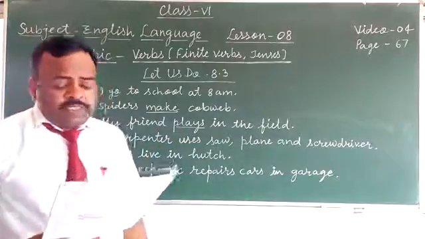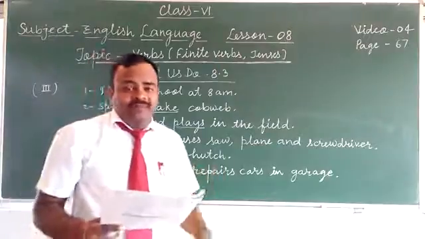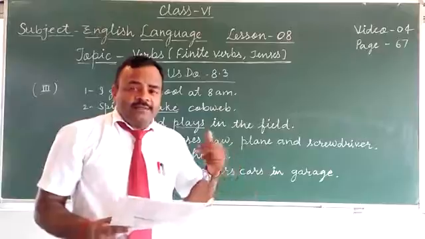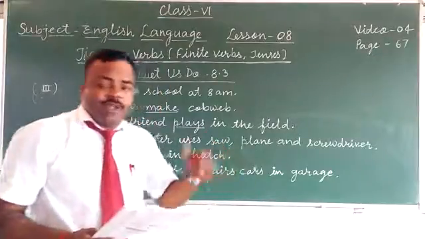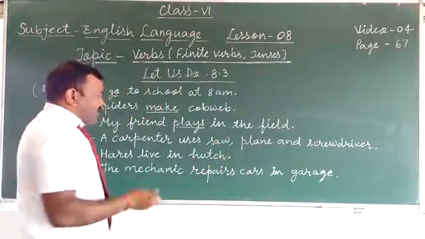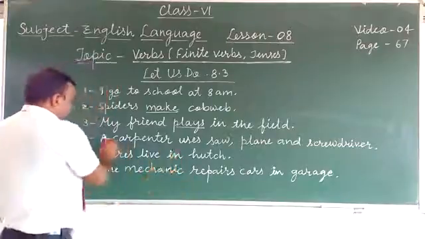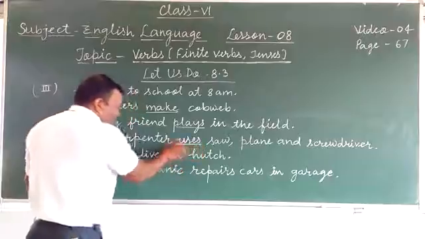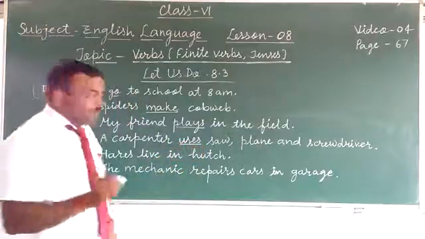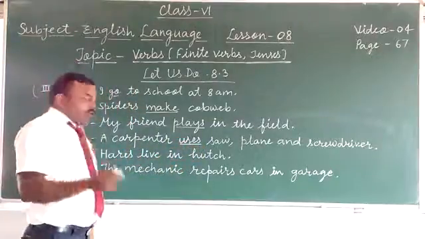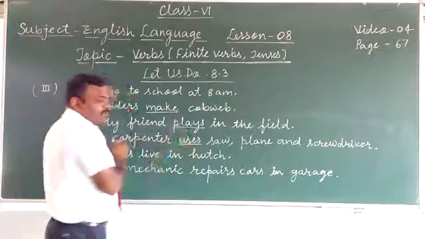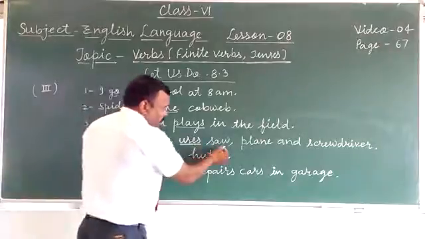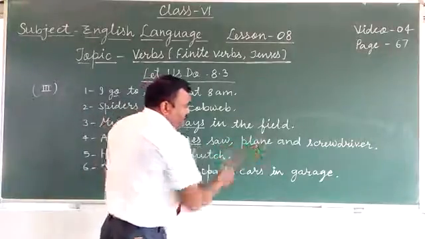What tools does a carpenter use? Tools to make furniture, chairs, tables, doors, windows. Okay, so what are the instruments and tools? So the answer will be, the carpenter uses. Now, use is the first form of the verb. So carpenter is singular, so we use s in the first form of the verb. The carpenter uses saw, plane, and screwdriver.